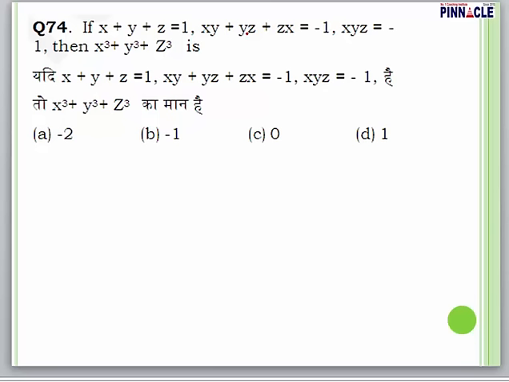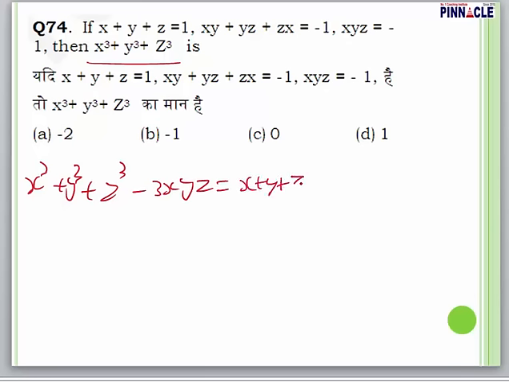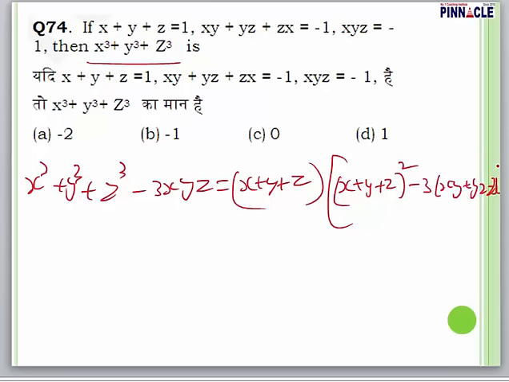X plus Y plus Z is equal to 1. XY plus YZ plus ZX is equal to minus 1. XYZ is equal to minus 1. Then we have to find the value of X cube plus Y cube plus Z cube. X cube plus Y cube plus Z cube minus 3XYZ is equal to X plus Y plus Z into, and you can also write in this term, X plus Y plus Z whole square and then we will have minus 3 times XY, YZ and ZX. If you open this, this will be equal to X square plus Y square plus Z square minus XY minus YZ minus ZX.